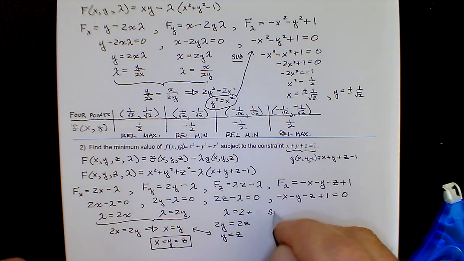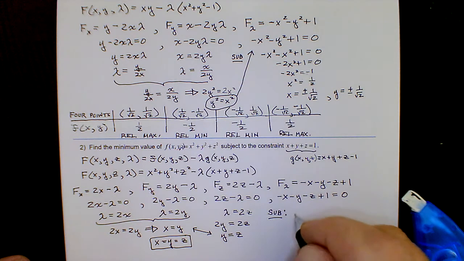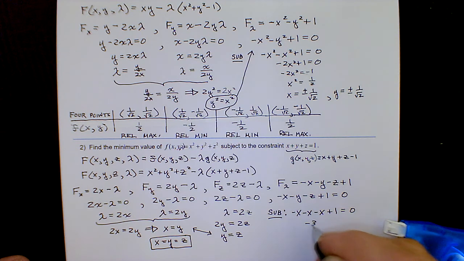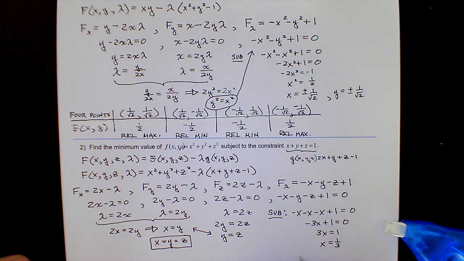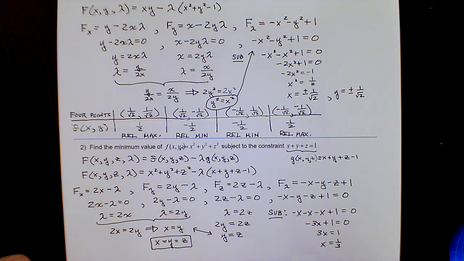So then if we take that and we substitute, it doesn't matter how you substitute, x, y, and z are all the same. So maybe you would just say minus x minus x minus x plus 1 is 0. So minus 3x plus 1 is 0. 3x would be 1. And x is 1/3. So then x is the same as y, so y is 1/3, and z is 1/3.